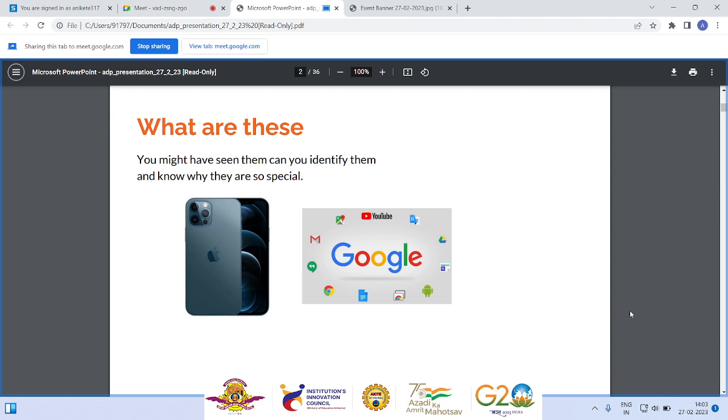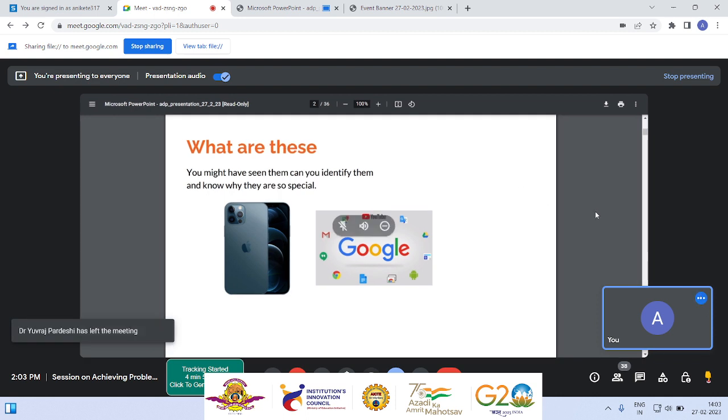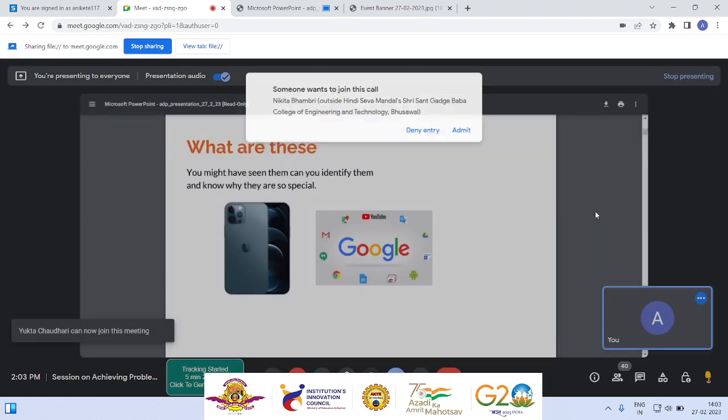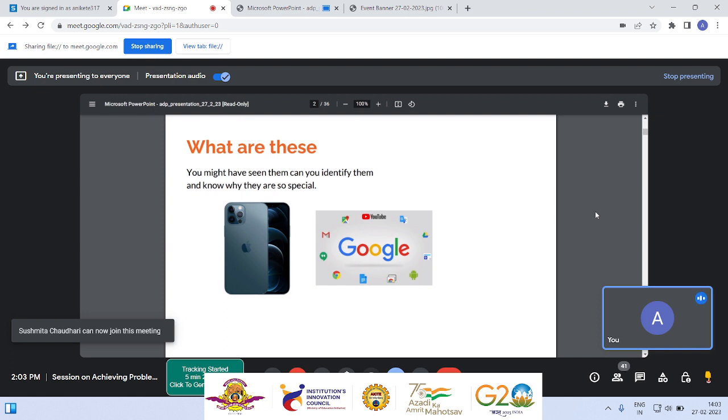You might know these products. These are the famous products you might be knowing. You can reply or respond on the chat about which is the first product and which is the second product. And then you will say that all of them are very popular and all of them are very famous. Now, why is it so and what are the reasons behind it? The answer to it lies in what is going to be discussed in today's session.